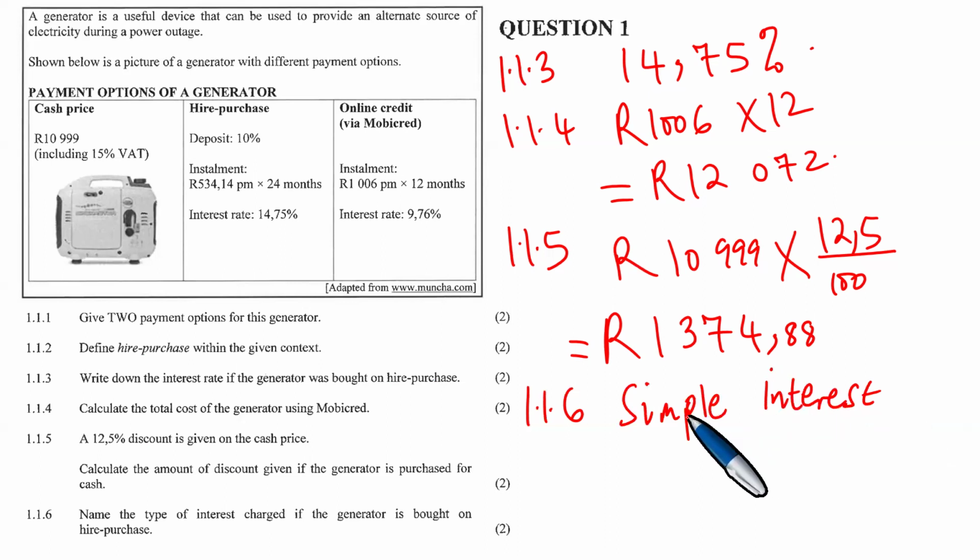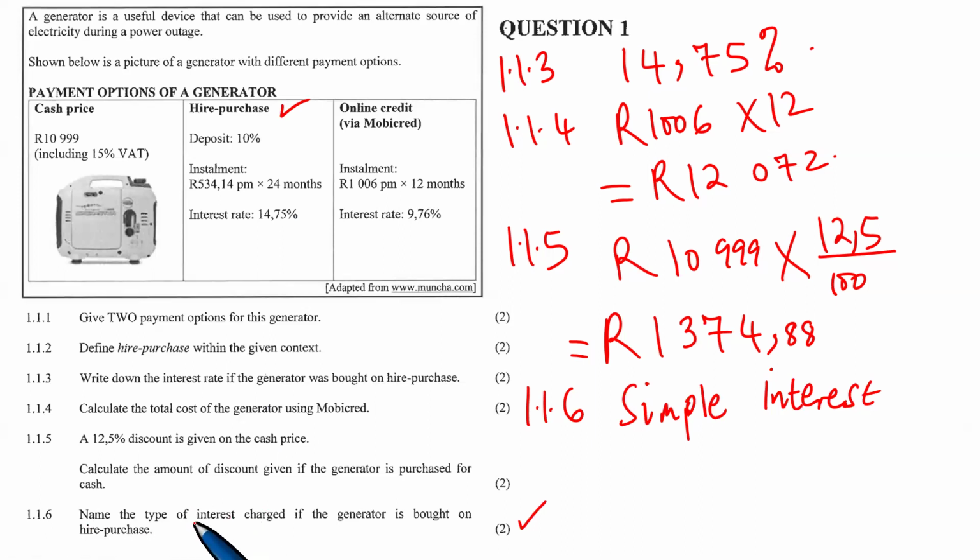Why is it called simple interest? Because on hire purchase, we speak of simple interest. There's also compound interest, obviously, but compound interest does not apply in the case of hire purchase. In most instances, the type of interest will be mentioned so that there's no confusion about the kind of interest being charged. So we have answered these questions up to 1.1.6.